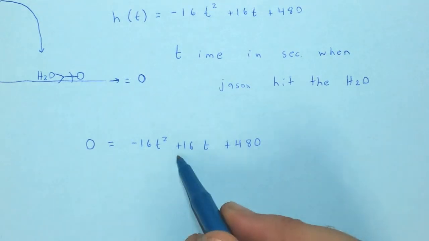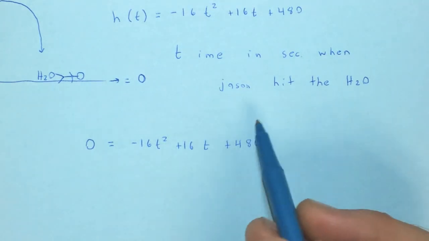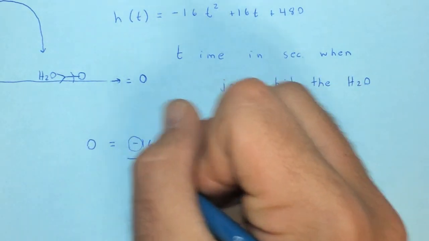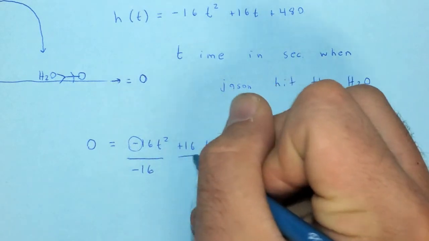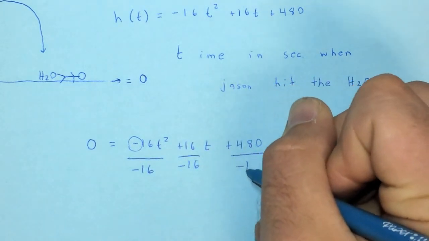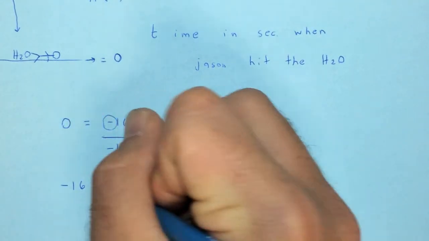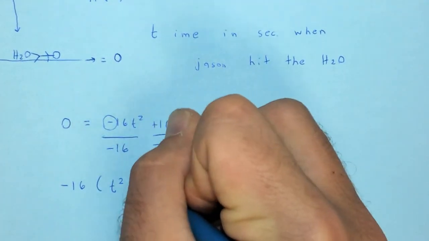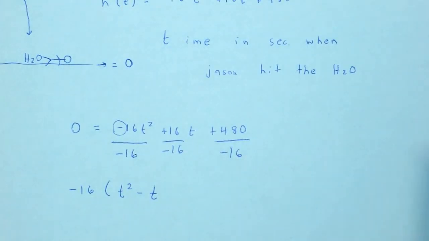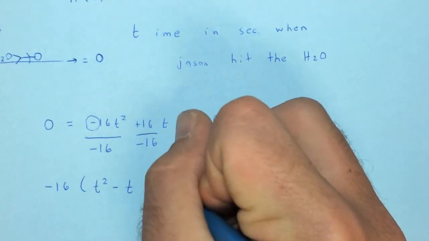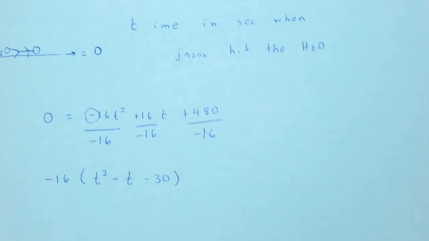I first see that all of these numbers, even 480, is divisible by 16. I also see I got a negative. Ooh, gross. So divide by negative 16. So I have t squared minus t. Go to calculator for the last one because those are big numbers. 480 divided by negative 16, I'm going to get negative 30. Boom. Let's go through and factor this.